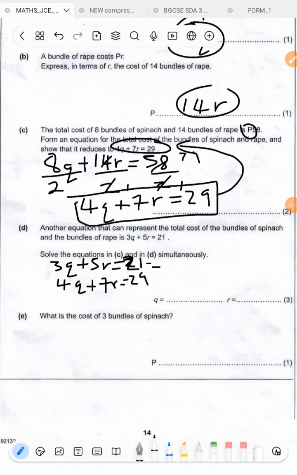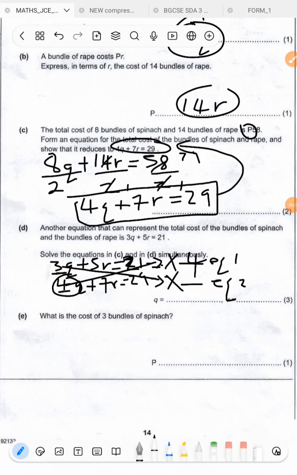What we're going to do is eliminate Q. So this is equation 1, this is equation 2. You're going to multiply equation 1 by 3 and the second equation by 4. In doing so, you get the same value for Q, so that when you subtract one equation from the other, the Q can disappear. That's the whole idea behind doing that.